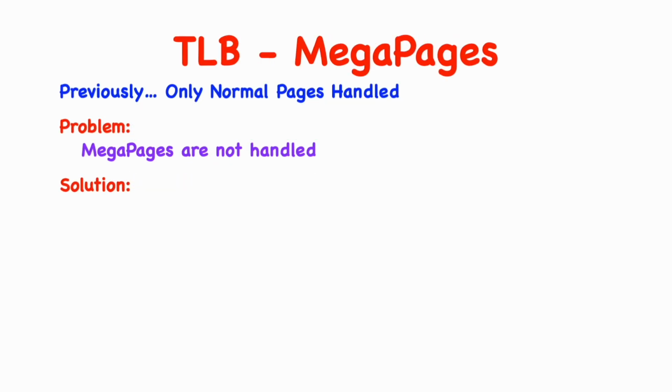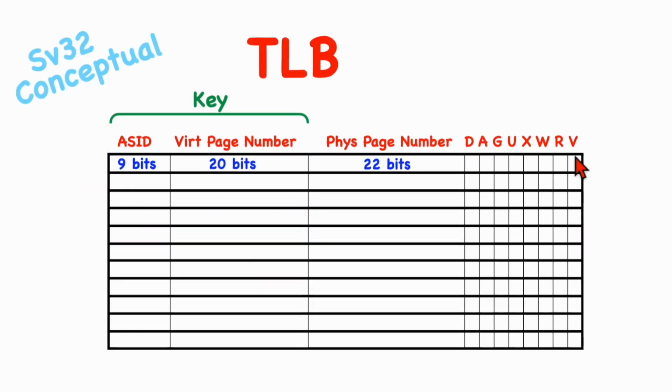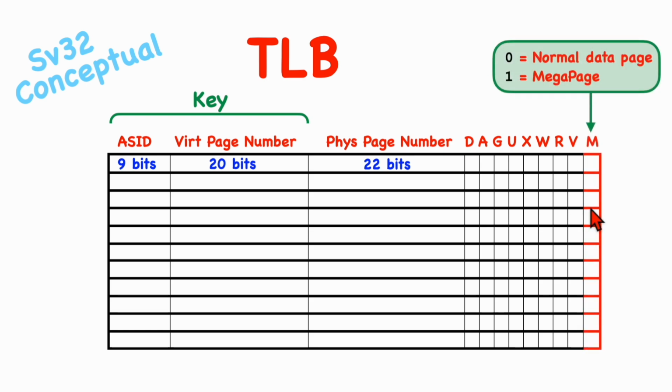The SV32 scheme also allows for megapages. As I've sketched it so far, only normal 4K pages are handled. Megapages are not handled. To accommodate megapages with our TLB, we'll need to add another bit to each entry in the translation Lookaside buffer. And we'll call this bit M. And when set to 1, it means that the entry in the TLB represents a megapage. So let's modify our TLB design and add an M bit to each entry in the TLB like this.